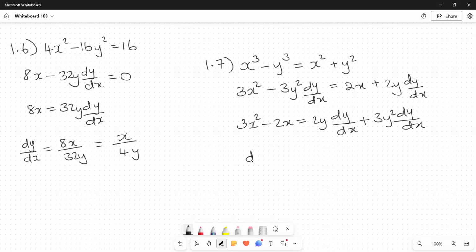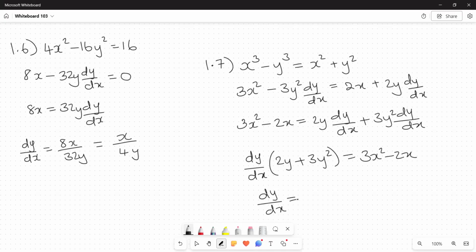Okay, so if I rewrite this one here first, you can see that dy/dx is a common factor. So we have 2y plus 3y squared. And this one here, we have 3x squared minus 2x. That leaves us with dy/dx. This is equal to 3x squared minus 2x, and this is all over 2y plus 3y squared.